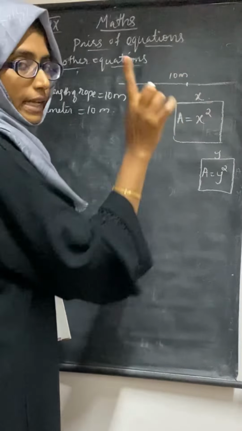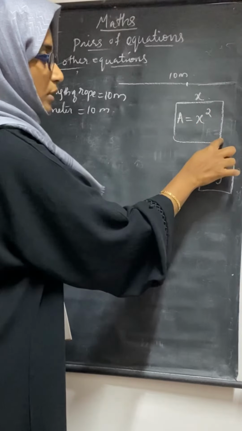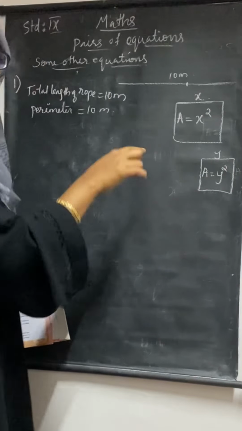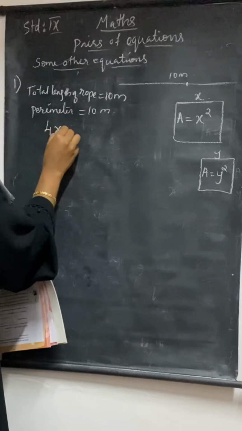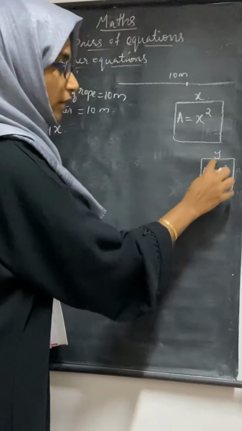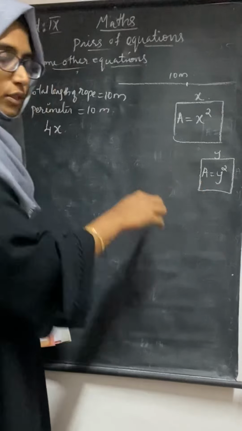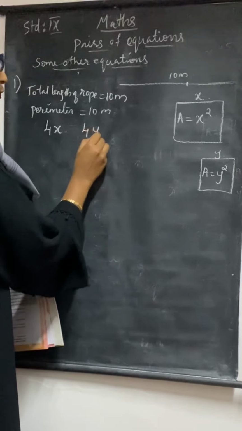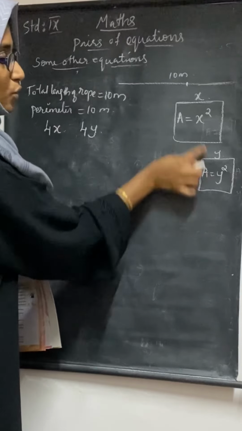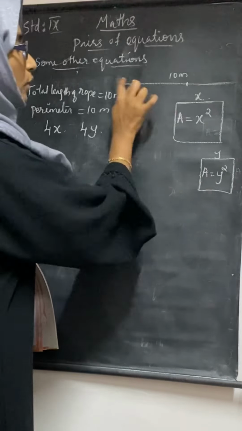Here one side is x, so that 2x, 3x, 4x. So totally 4 sides are there, so it will be 4x. And this is how many you have? 1y, 2y, 3y, 4y. So that perimeter will be 4y. So 4x and 4y, if you add these 2 wires together, you're getting the 10 meter.